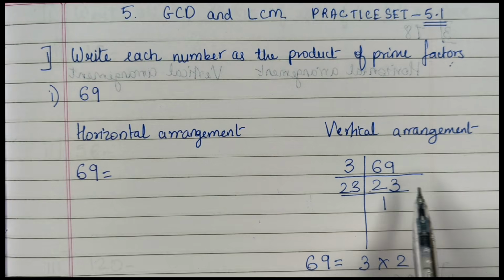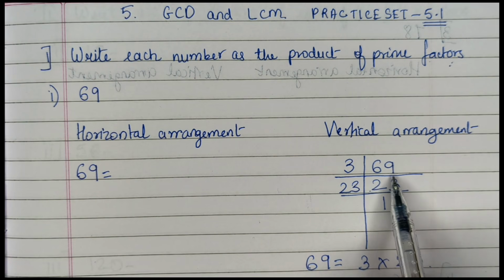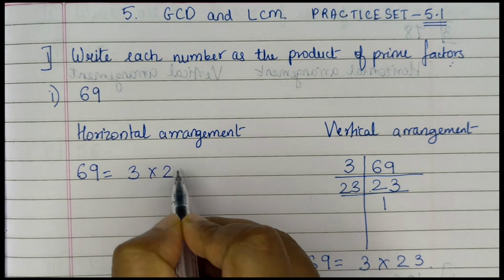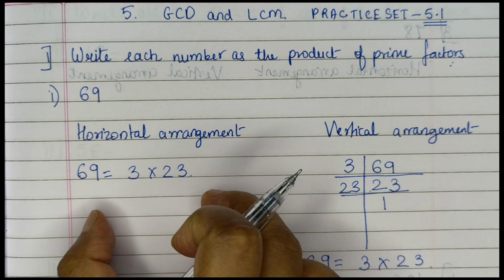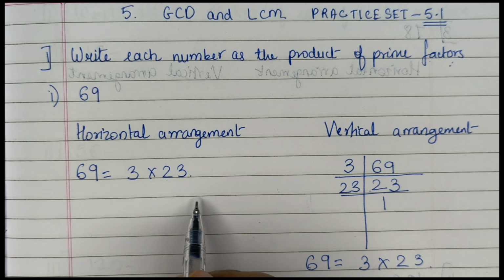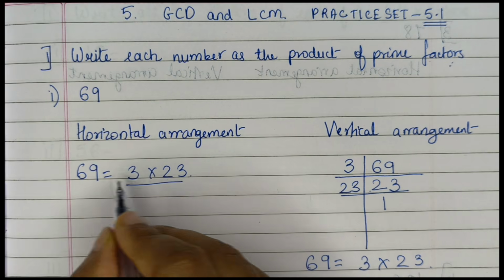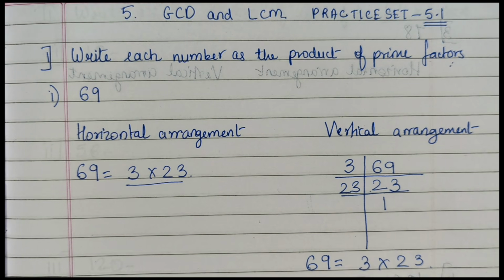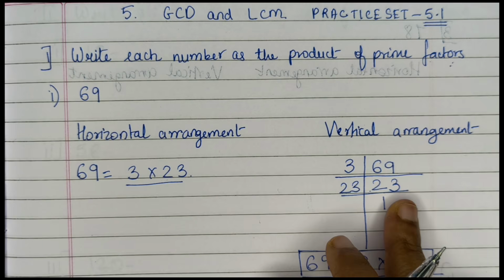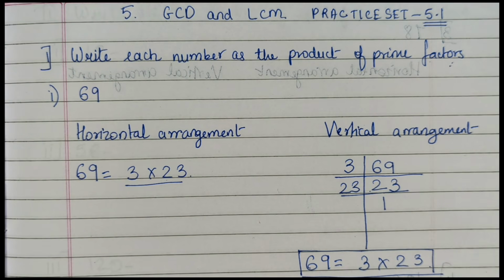Now see here, what are the factors of 69? 3 and 23. Just 3 and 23. That is the only answer. Now 23 is a prime number. You cannot split it again. So 23 will be as it is. So 3 and 23 only are the factors of 69 in the horizontal arrangement, and in the vertical arrangement, 3 and 23 you get like this. Understood? This is the horizontal arrangement and this is the vertical arrangement. Now see the next sum.